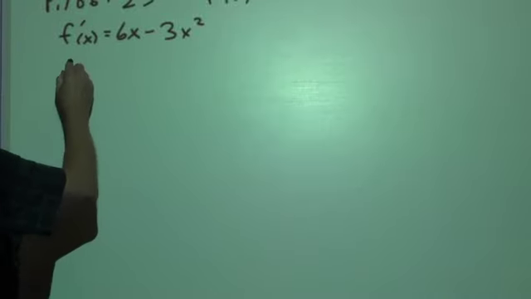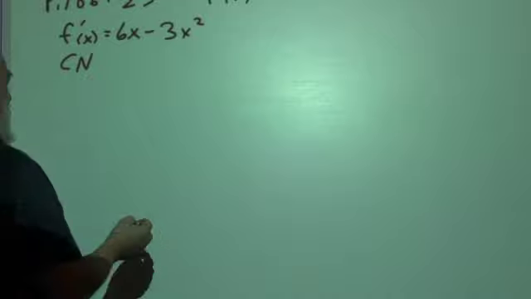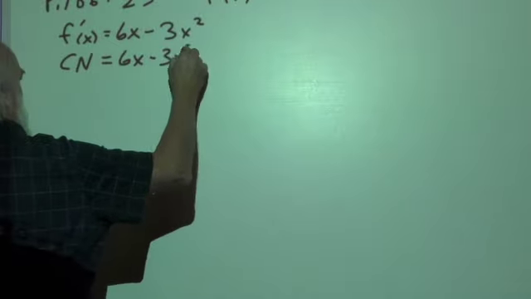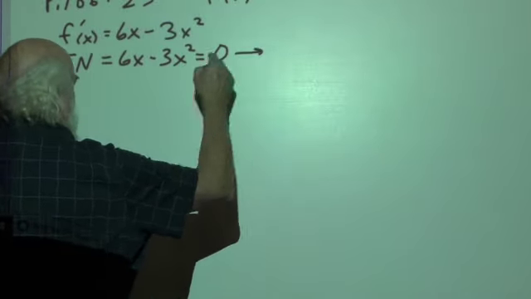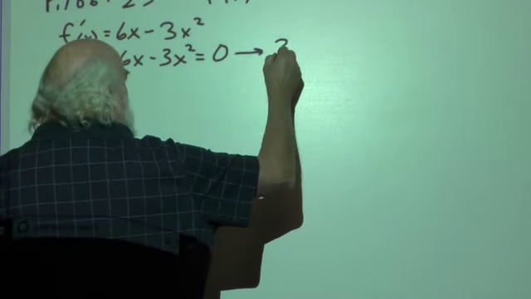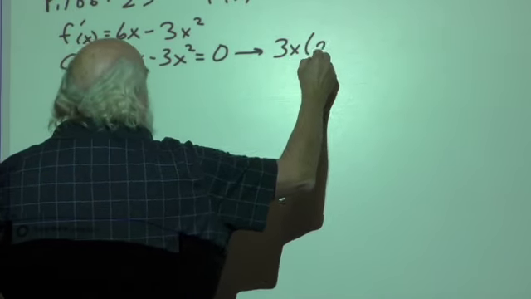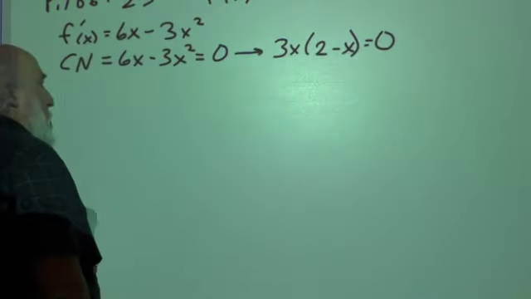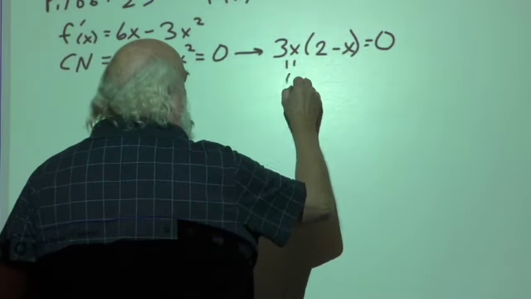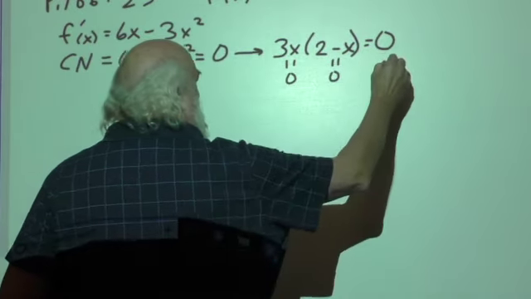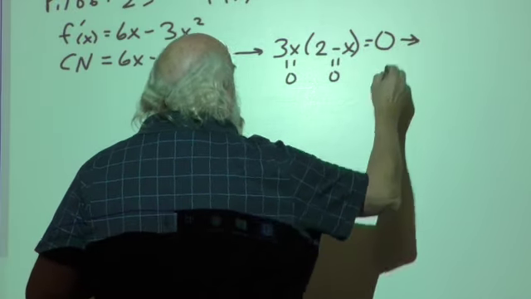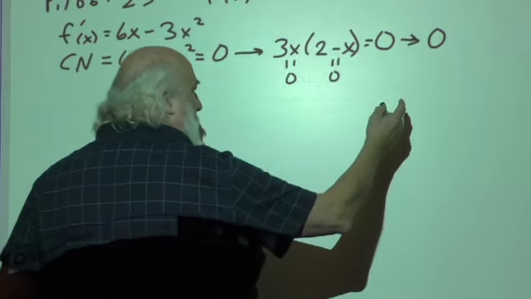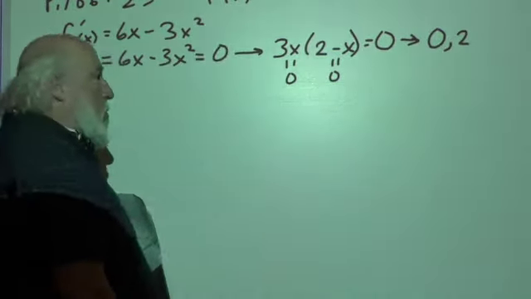Now, to find the critical numbers, whatever it is, we set this equals 0. 3x minus 3x squared equals 0. I'm going to factor that out. We factor 3x out, so 3x times 2 minus x equals 0. So that means 3x equals 0, and 2 minus x equals 0. And when that happens, the critical numbers become 0 here, and we subtract 2, and then multiply by negative 1, and we get 2 for the other critical number.